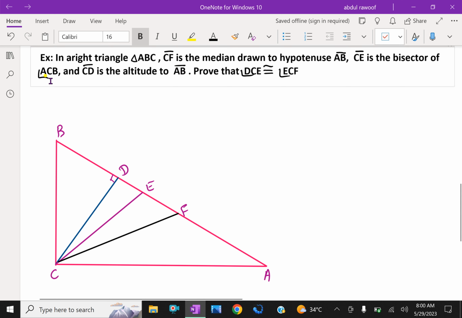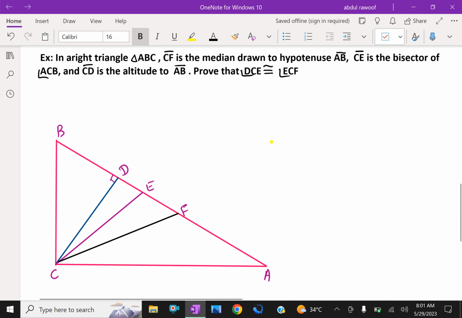Now, CE is the angle bisector of angle BCA or ACB and CD is the altitude to AB. Prove that angle DCE is congruent to angle ECF. So you have to prove these two angles are congruent.